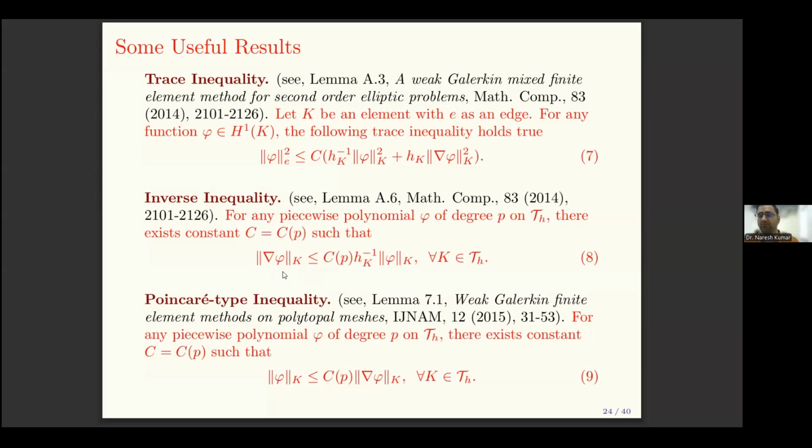So if you want to come from the gradient norm to the L2 norm, then you have to multiply by h_K inverse. And the Poincare inequality says you can go from the L2 norm to the gradient norm. You have to multiply by some constant, and that constant depends on the domain. So these results are very important for the convergence part.